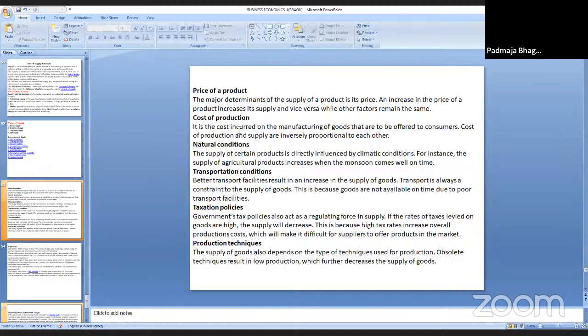Production techniques is nothing but it depends upon the type of techniques used for production. Different techniques you will be following to increase production. Obsolete techniques result in low production. Obsolete means outdated, obsolescence. If you are not having a proper technique, then it will take very less. So obsolete techniques result in low production, which further decreases the supply of goods. Understood?